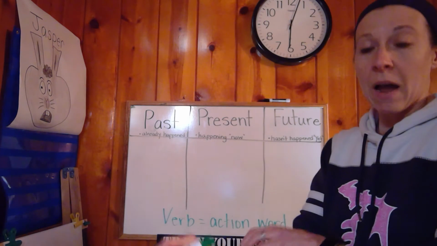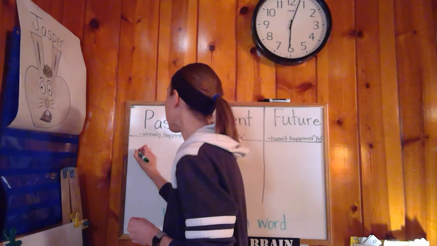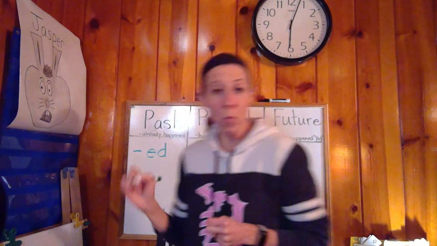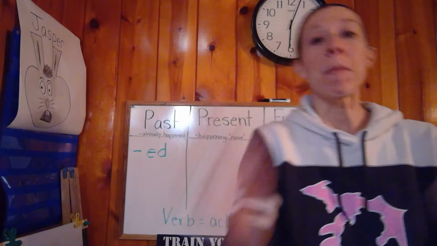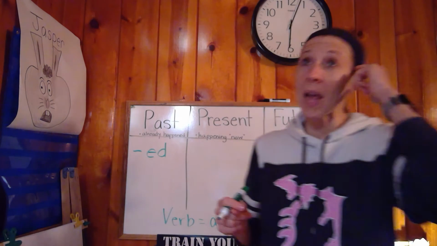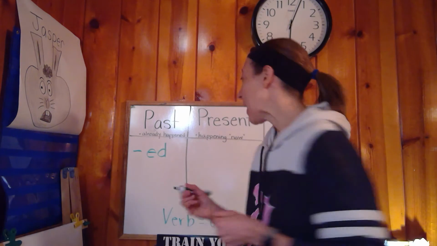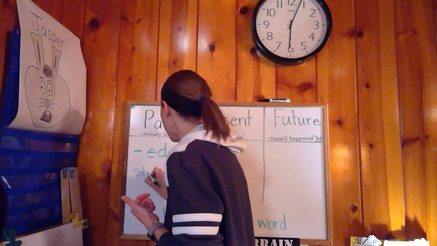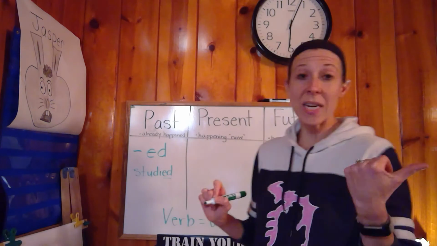So the first thing, if we're talking about the past, there is usually or sometimes an ed at the end of a word. So if I said I walked to the park, since it has an ed, that means it already happened. Or if I said I studied for the test, because it has that ed, it already happened. So I'm going to show you. Studied. Hopefully you're studying your spelling words. Studied has an ed. So I already did it.